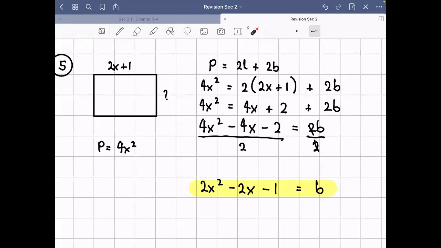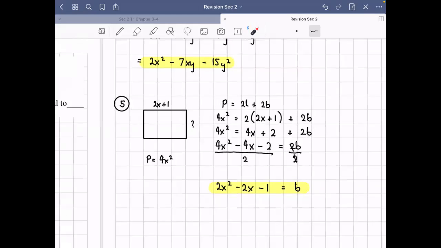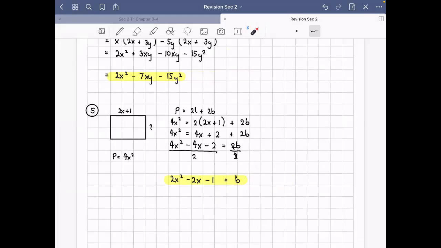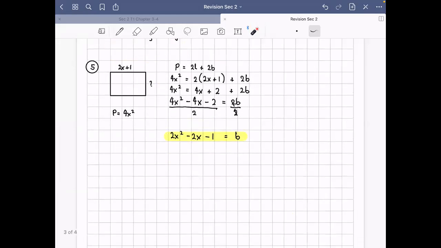Anyway, I will send this file again in our group so you get a second look at the workings and of course the video as well, okay? So that's number 5. All right, so let's have number 6.